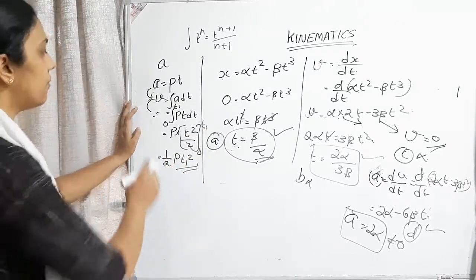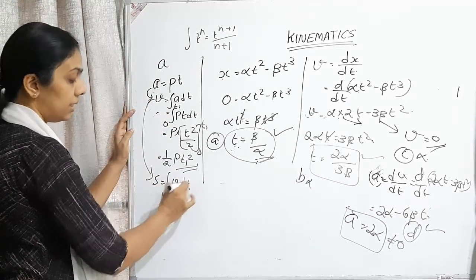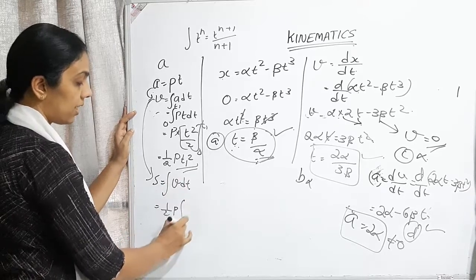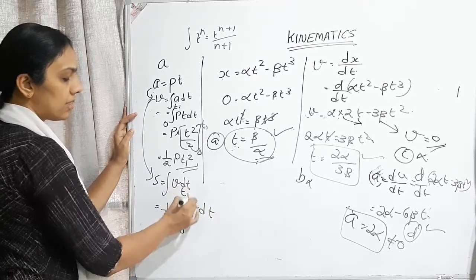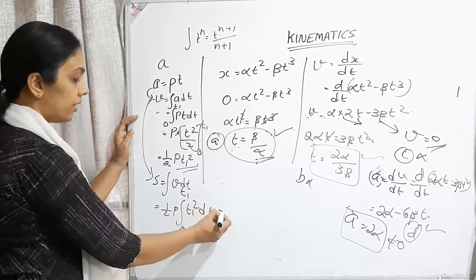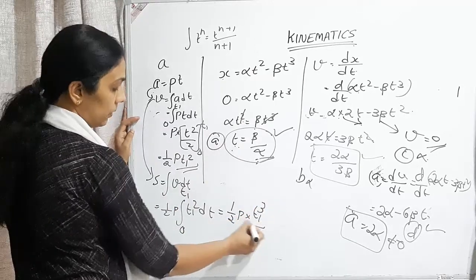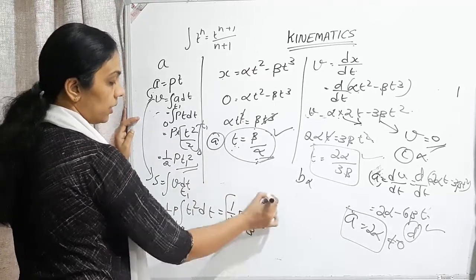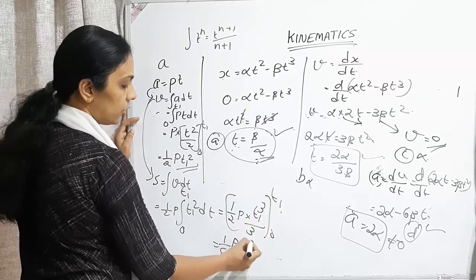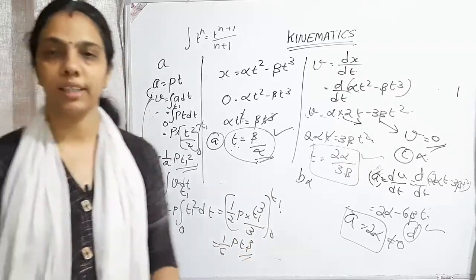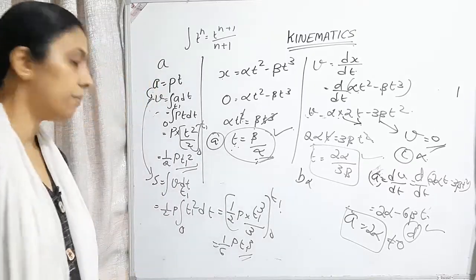This is velocity. From velocity we can find out the displacement. S is equal to integral v dt. Therefore half p we can take outside, integral t1 square dt. Limits are 0 to t1. So while integrating we will get p into t cube divided by 3. So substituting the limits we will get 1 by 6 p t1 cube. This is the displacement which we are getting. So here the answer is D. Option D, p t1 cube divided by 6.